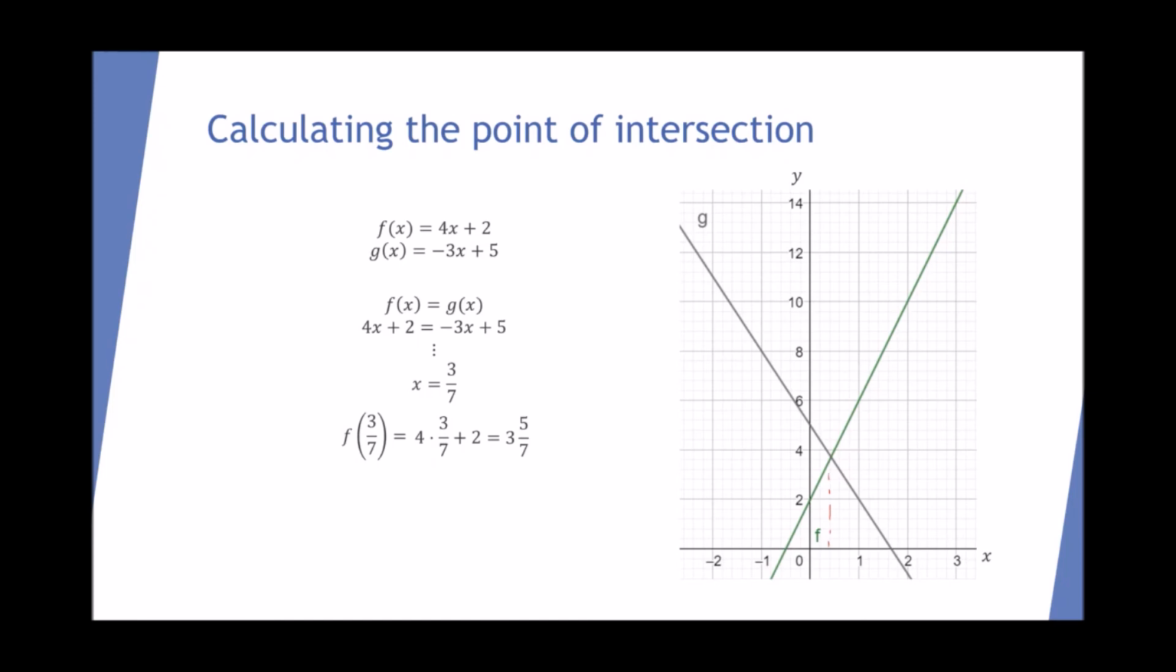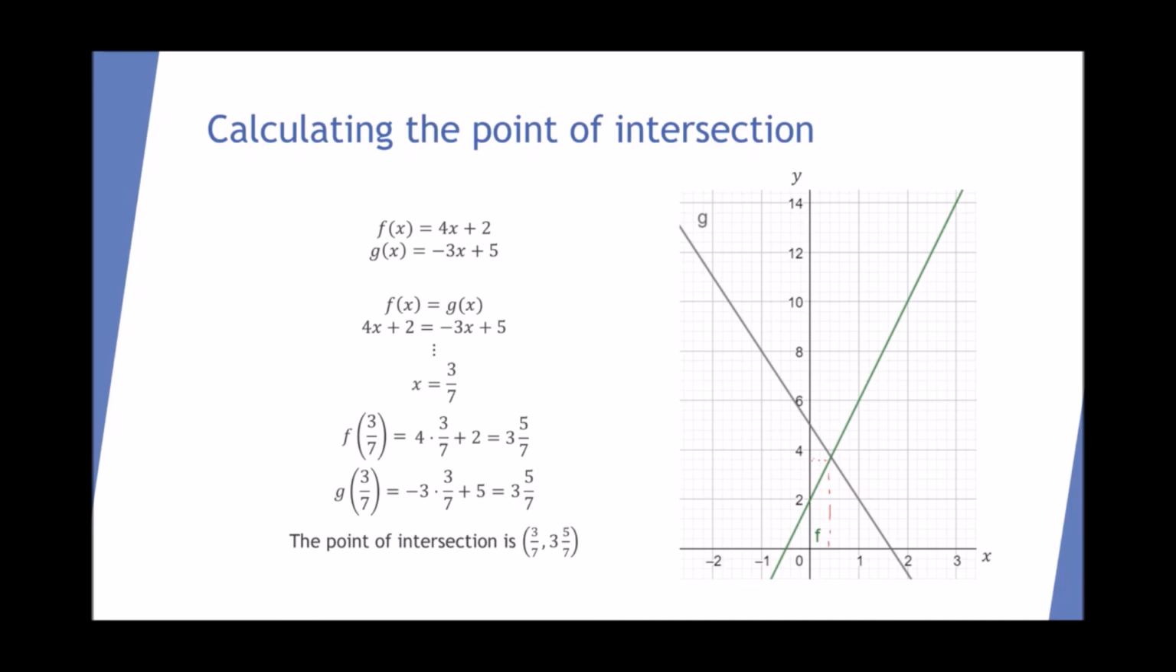Now what you can do is you can still fill it into g as well, and you will find that you get the same answer. And from that point, you can draw your conclusion and say that the point of intersection is (3/7, 3 5/7). And again, the 3 5/7 also seems to make sense. It is just a little below 4.